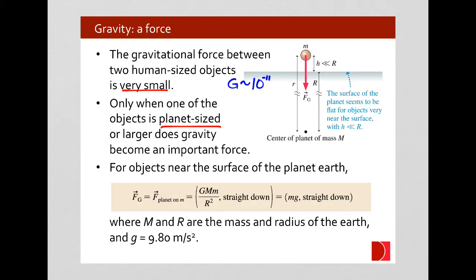And so for objects that are near or on the surface of a planet, the force of gravity is that gravitational attraction, which is the universal gravitational constant times the masses of the two objects in question. In this case, capital M is the mass of the Earth and little m is the mass of the object, divided by r squared. And so this is the gravitational attraction between two objects. And then when we talk about the weight of an object, the force downward, the gravitational force on an object, that gets down to mg, which is what we're used to seeing.